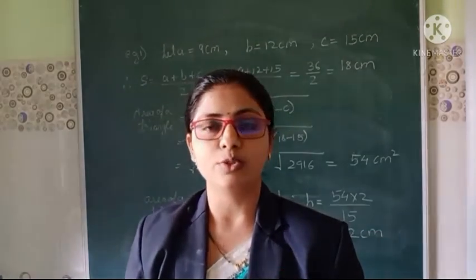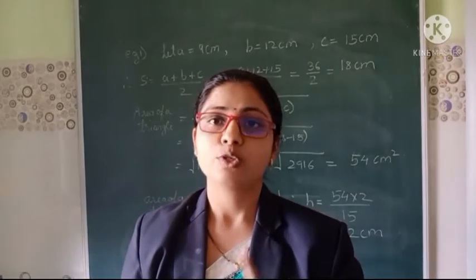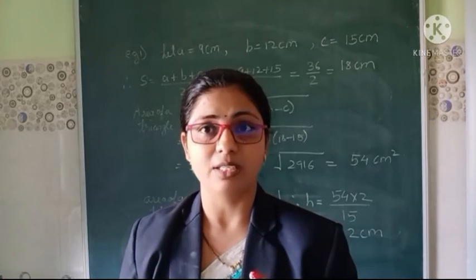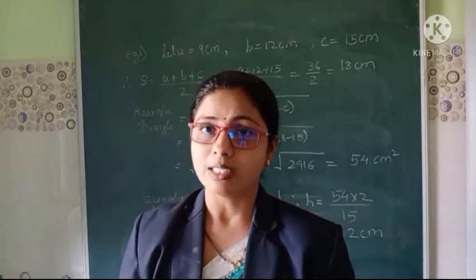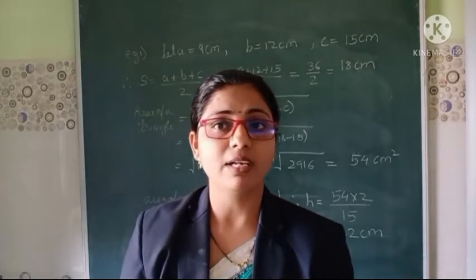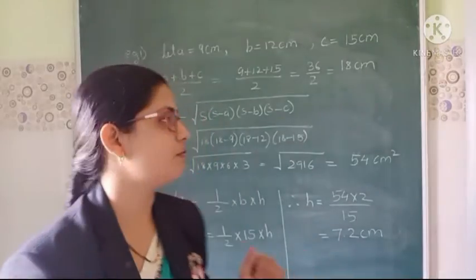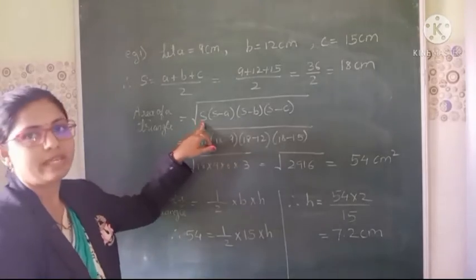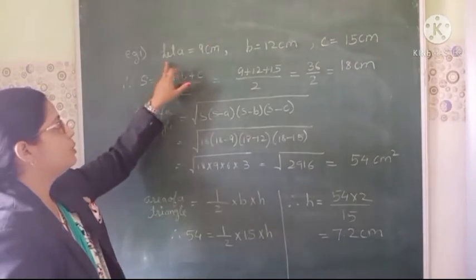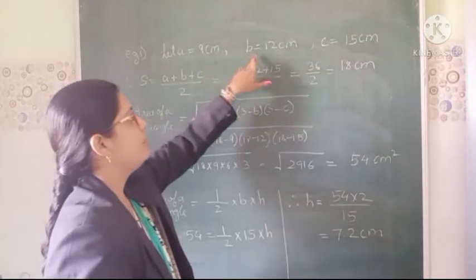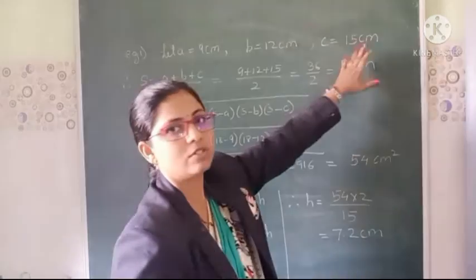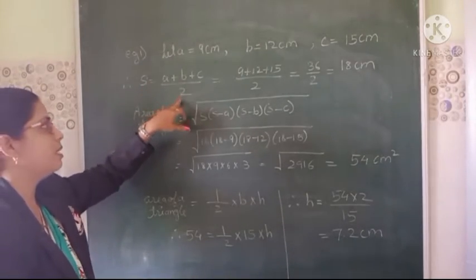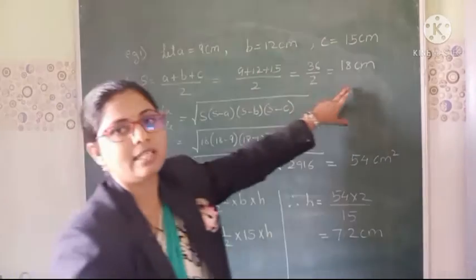To find the altitude, first we should know the area. To find the area, again we should know the semi-perimeter of that particular triangle. Because here in this triangle, sides are given, so we will use the formula for finding the area of a triangle. Before that we should know the value of S. Let A equal 9 cm, B equal 12 cm, C equal 15 cm, all three sides. Then semi-perimeter equals (A plus B plus C) upon 2. Put the values and you will get the answer.